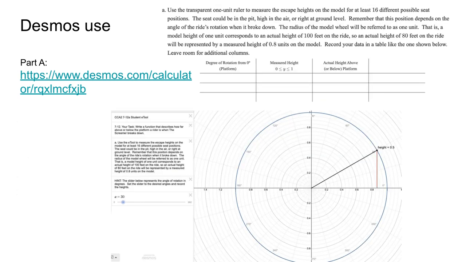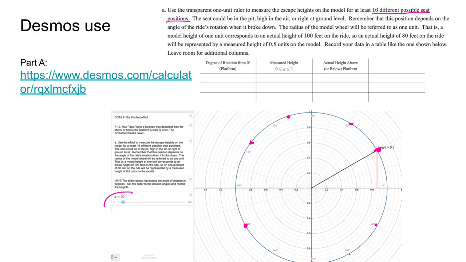Okay, so here, using the transparent ruler, we're not doing that, but we're going to model these 16 different possible seat positions to see how the riders need to escape, because in theory, they should be at all different spots around this ride.